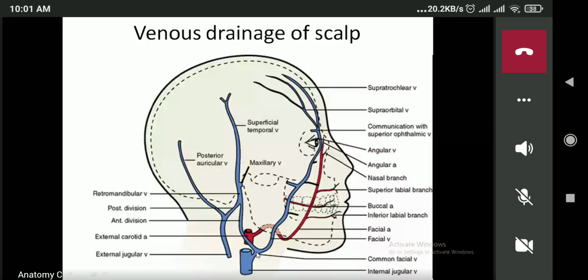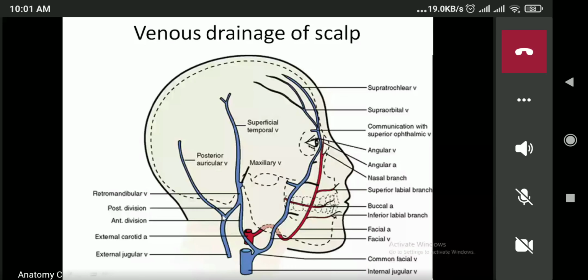While in turn, this anterior division of the retromandibular vein is formed by the union of the superficial temporal vein with the maxillary vein to form the retromandibular vein. The retromandibular vein further divides into an anterior division and a posterior division. The anterior division unites with the facial vein to form the common facial vein. The posterior division of the retromandibular vein unites with the posterior auricular vein to form the external jugular vein, which drains into the subclavian vein. Okay, so which one is the remaining vein now?